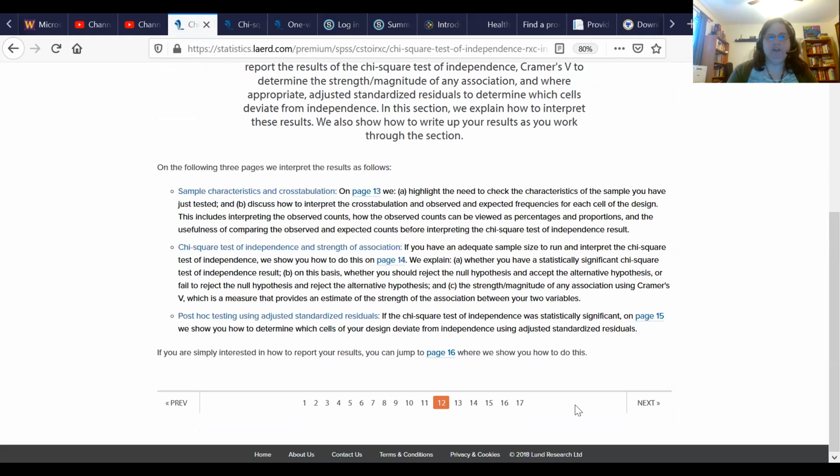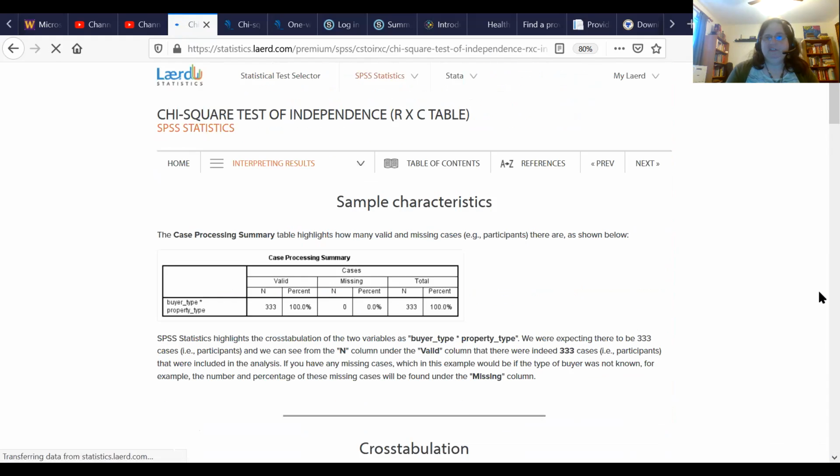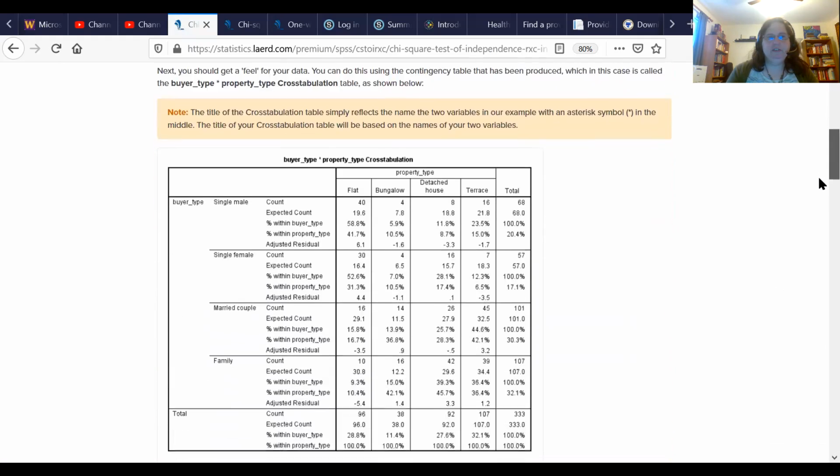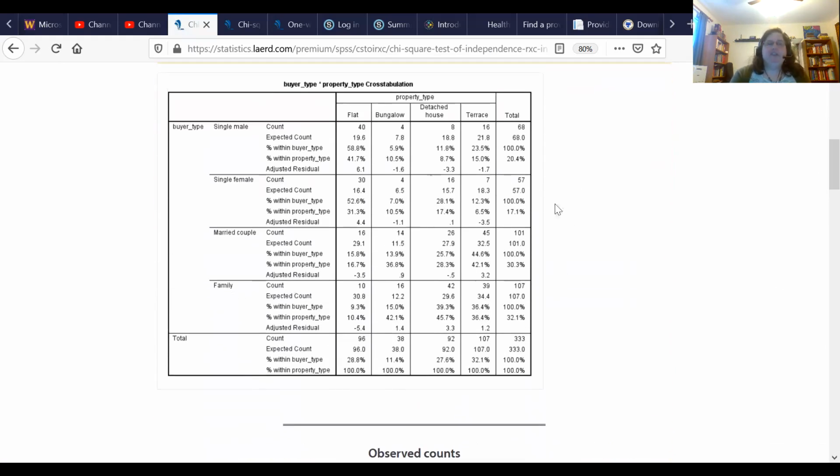Okay, now we move on to our interpretation of results. We start off with our crosstabs, which is this very nice table. Gives us a lot of good information. Within each cell, you can see we're getting our observed count, 40, expected count, 19.6, percent within buyer type, percent within property type, and adjusted residual of 6.1.